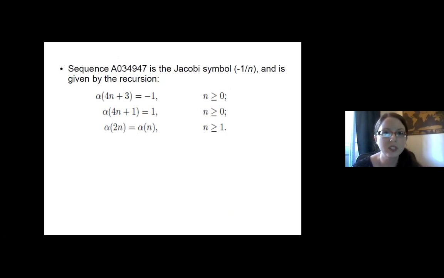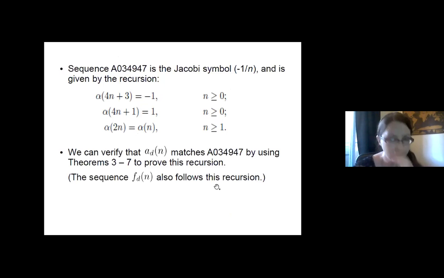So what was the sequence? It turned out to be a Jacobi symbol. And OEIS also told us that it followed this recursion here that you can see. And we were able to verify that our sequence is actually matching that sequence in OEIS because we were able to prove this recurrence based on those 5 patterns we uncovered earlier. We were able to recover this recurrence. So we were able to prove that these sequences were indeed the same.